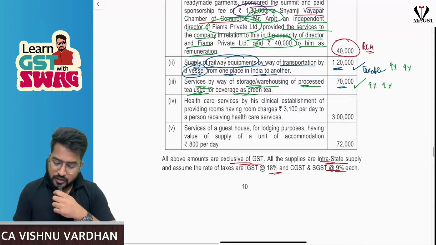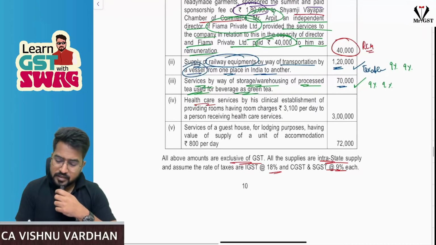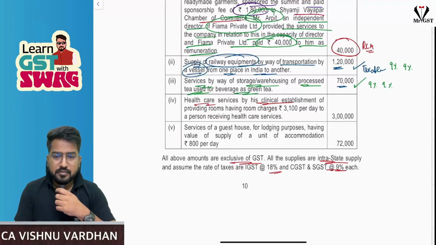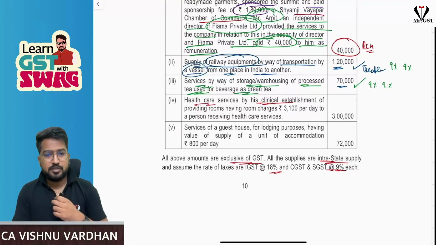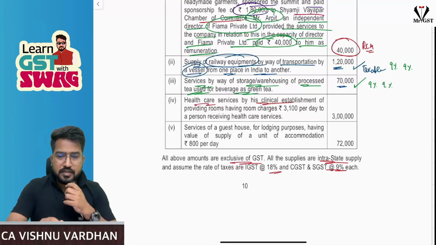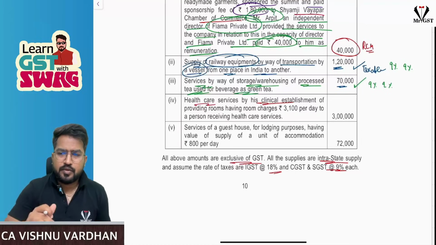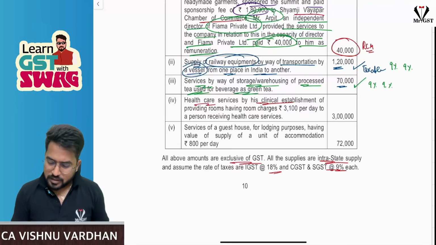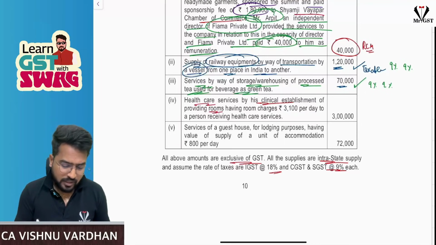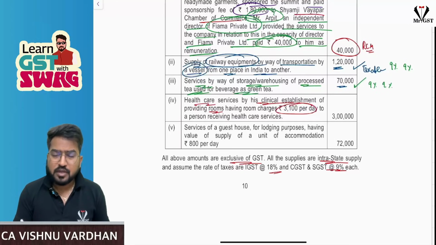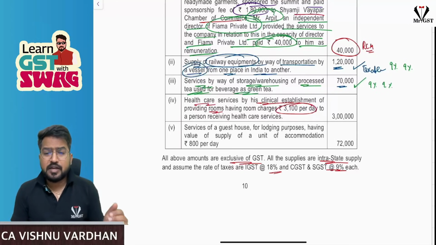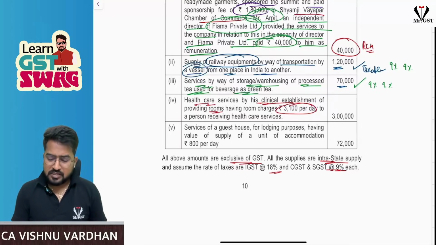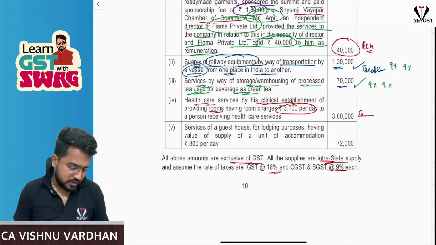Next, healthcare services by his clinical establishment. Here, regarding providing rooms having a room charge of 3,100 per day to a person receiving the health services, the 5,000 exemption is there for us. Okay, so this is exempt under GST.